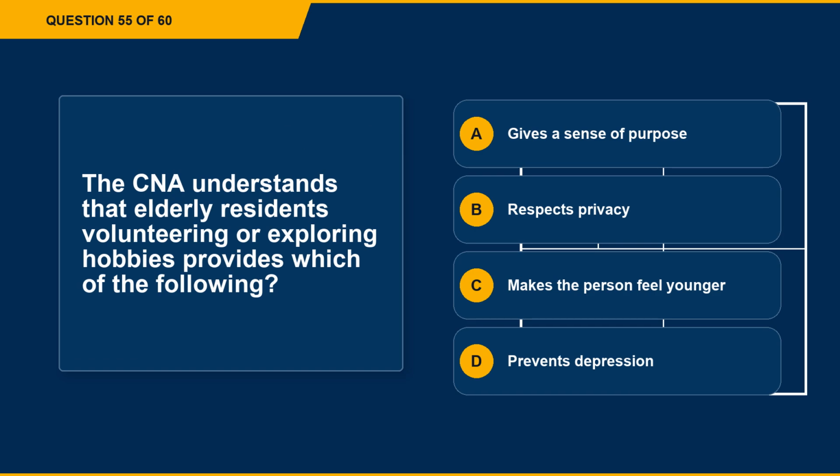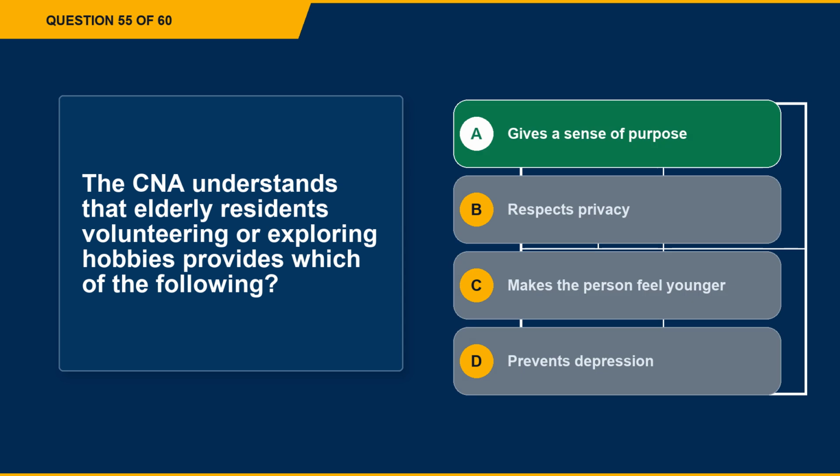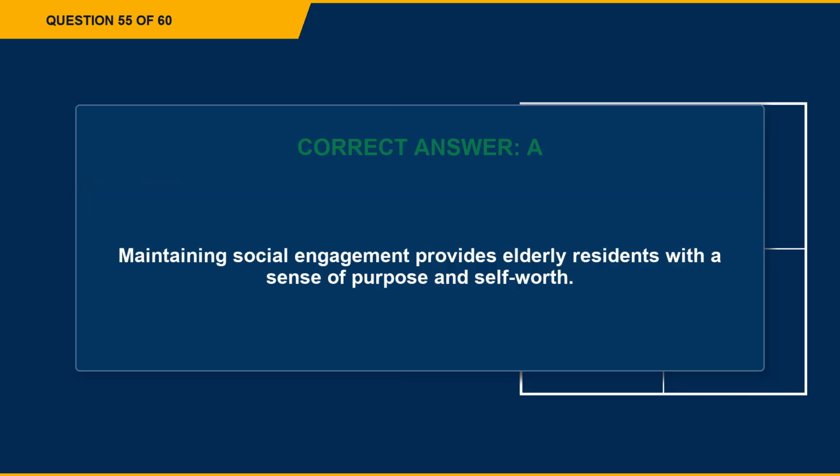Question 55. The CNA understands that elderly residents volunteering or exploring hobbies provides which of the following? Option A, gives a sense of purpose. Option B, respects privacy. Option C, makes the person feel younger. Option D, prevents depression. The correct answer is option A, gives a sense of purpose. Explanation: maintaining social engagement provides elderly residents with a sense of purpose and self-worth.